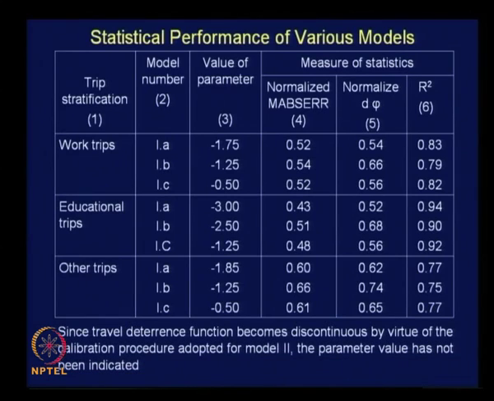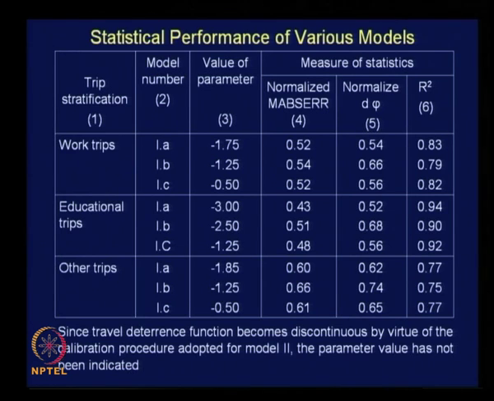And we discussed the logical correctness of the parameter values, taking the example of model 1A pertaining to work trips and educational trips, and found that the travel deterrence in respect of educational trips is relatively higher when compared to work trips. That is how we were able to appreciate the logical correctness of the calibration result. On the same lines, we will be able to compare and derive inferences related to models 1B and 1C.